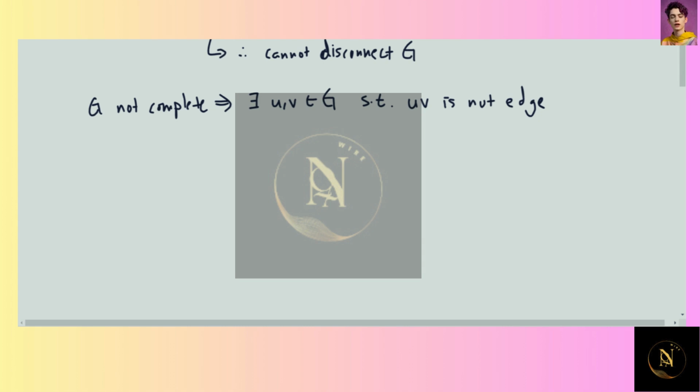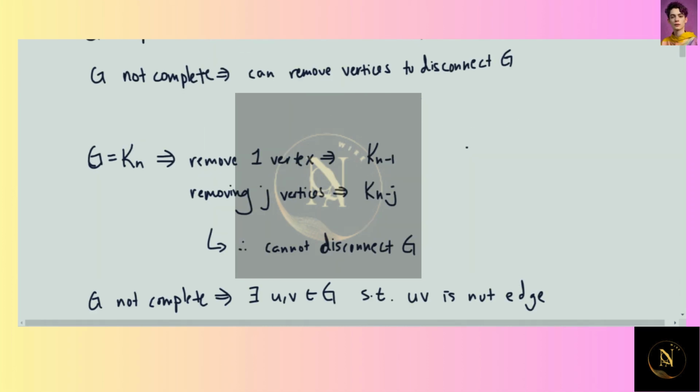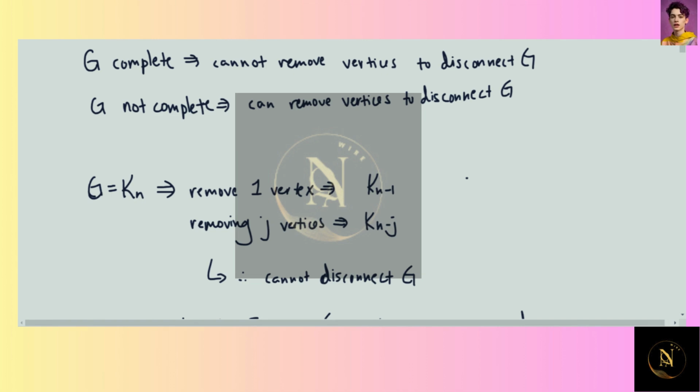Now, the way we remove vertices in order to create a disconnected graph is just remove all vertices but U and V, right? Because if we do so, we will be left with two vertices and no edges, and this is not a complete graph. And so this will result in a disconnected G. And for that reason, if G is not complete, we can remove vertices to disconnect G, right?